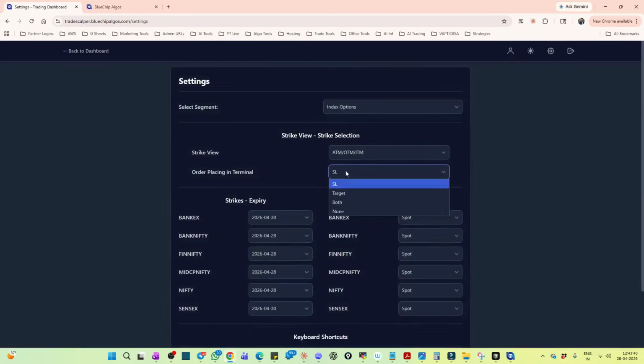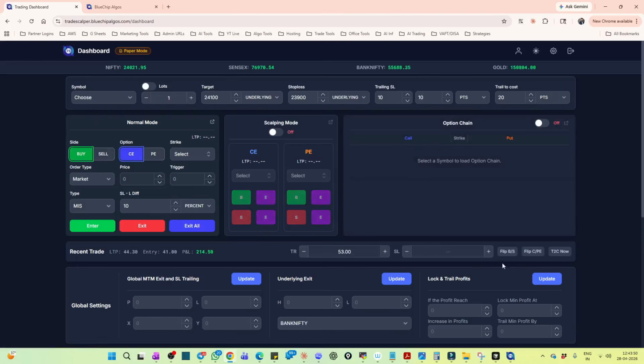In case you want to change the stop loss in the application itself, all you have to do is just put none here and come back, and you will see that the stop loss is open now. Now I can put the stop loss as 30, and when the market keeps moving up and down, I can adjust these two as well. So these are the very minute things that most applications ignore, and these are extremely useful for scalpers and day traders. All right, and three specialist buttons: flip buy/sell, flip CE/PE, and trail to cost now.